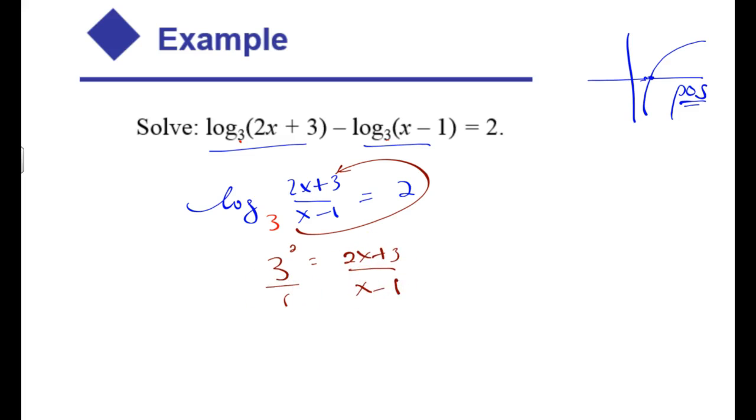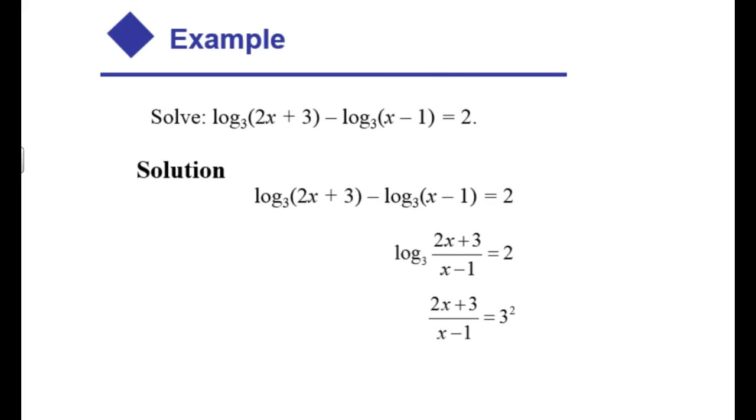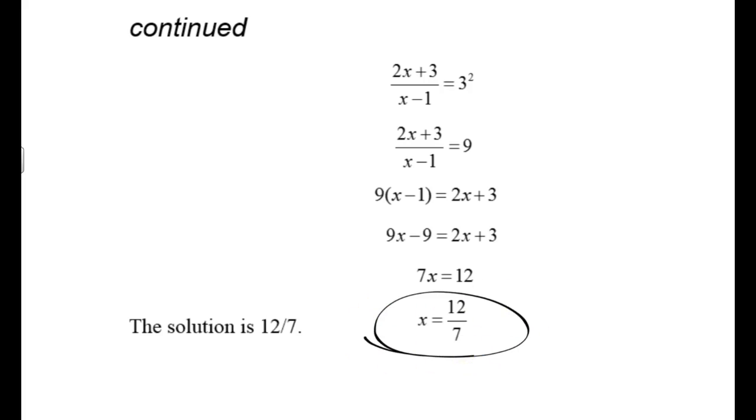Of course, I can use my algebra skills to cross multiply to solve. I know this diagonal, which is 9 times x minus 1, should equal the yellow diagonal, 2x plus 3. So solving this gives me 9x minus 9 equals 2x plus 3. So 7x is equal to 12, and x is 12/7. And the author got the same thing.